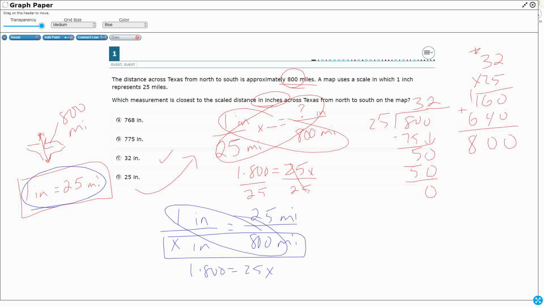Same thing. The only thing you can't do is have 1 inch over this 800 miles. That's not going to work, because this doesn't relate to that 800 miles. So our answer is C.